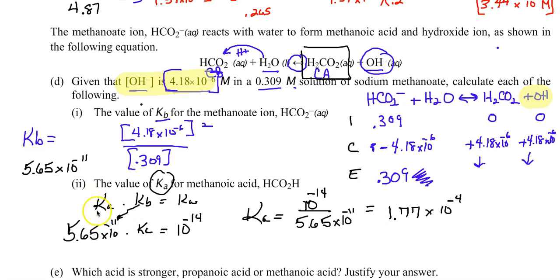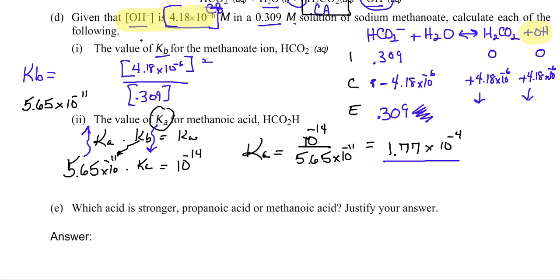And why does that work? Because a conjugate acid and conjugate base are inversely related. As well as the acid goes is how poorly the base goes. So if the forward reaction is more favored, then the reverse reaction is less favored, and so forth. So that's important. Okay, last little question.